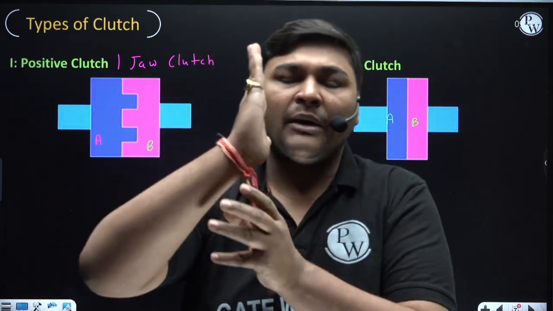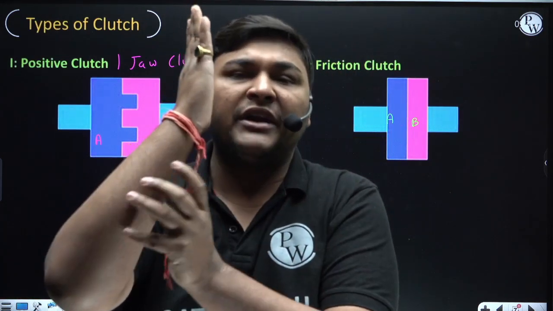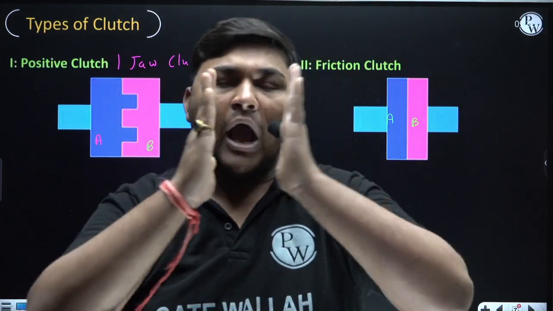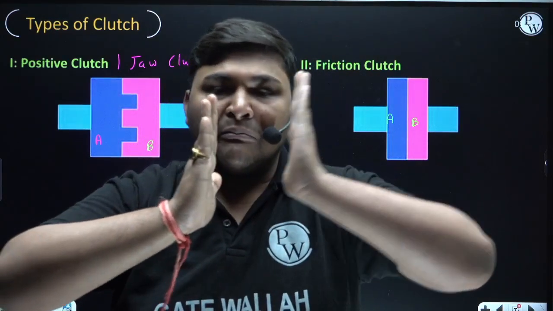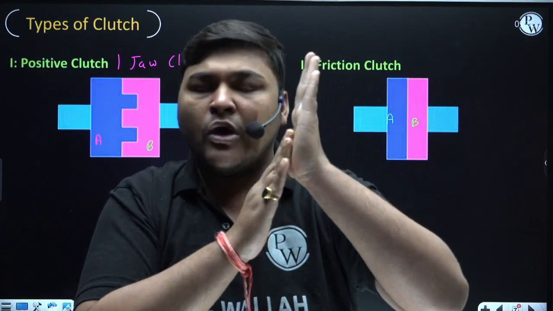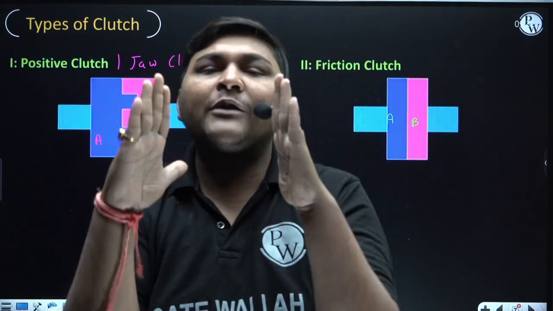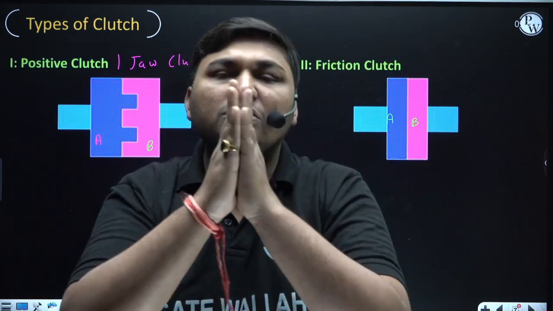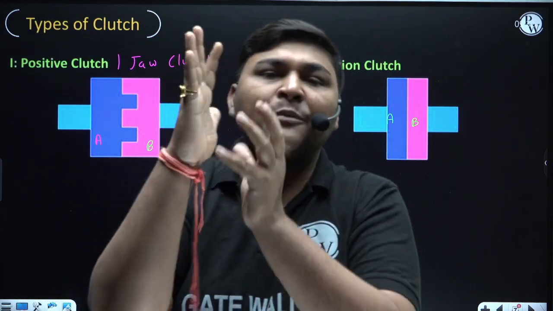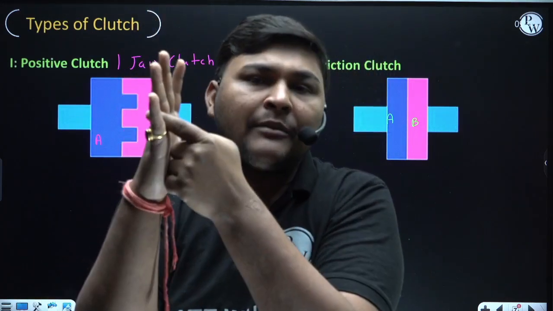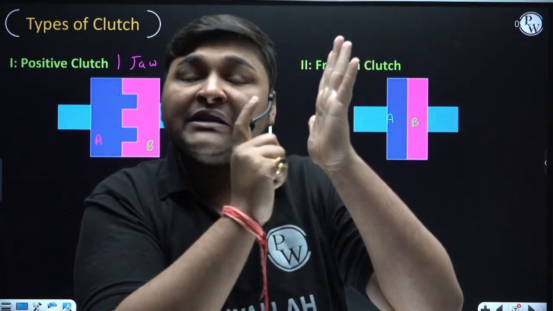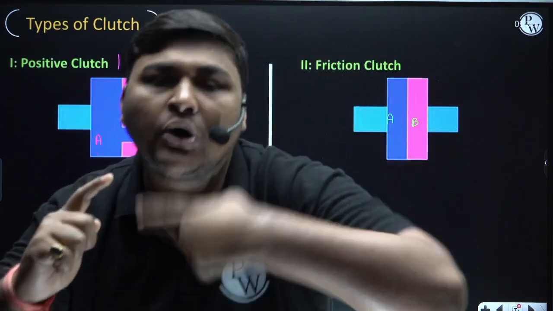relative motion. And suppose this clutch plate A is already rotating due to this input power. Now, before engaging, this clutch plate B, or the output shaft, was not rotating. Now, what will friction do? To reduce the relative motion between them, either friction will reduce the speed of the input shaft, or friction will rotate this output shaft in the direction of the input shaft.